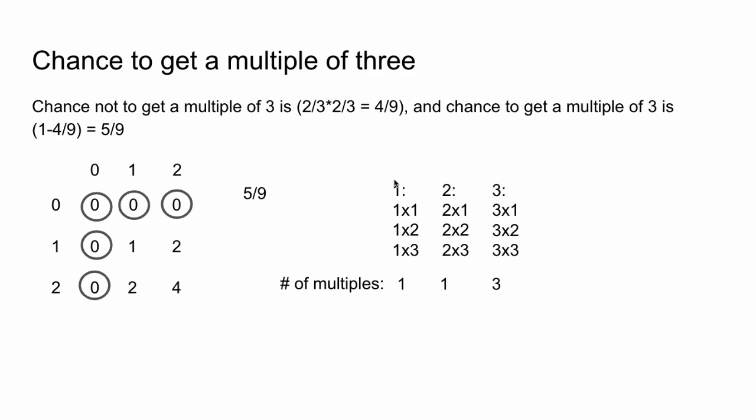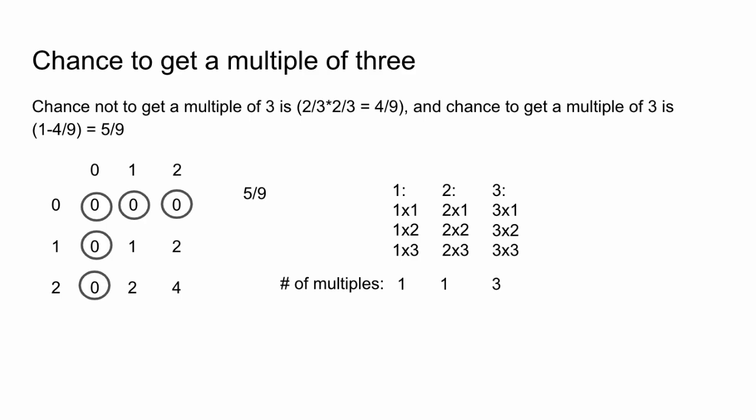So this one group contains one multiple of 3. The two group also contains one multiple of 3, and the three group contains 3 multiples of 3. If you add this up, it's 5. That's 5 out of 9. Okay. Now let's introduce some notation for this.